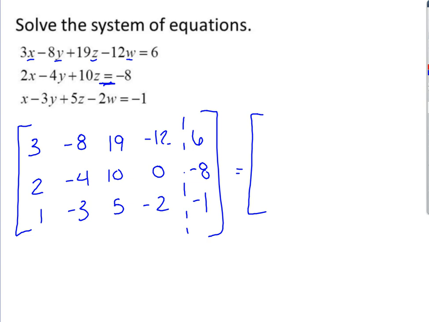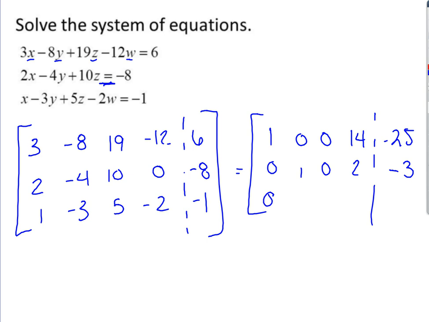If we put this into our calculator as matrix A augmented with matrix B, you store this to matrix C, then you do reduced row echelon form. You will end up with 1, 0, 0, 14, and negative 25, 0, 1, 0, 2, with negative 3, and 0, 0, 1, negative 2, with 3. Remember, this was your x place, your y, your z, and your w.